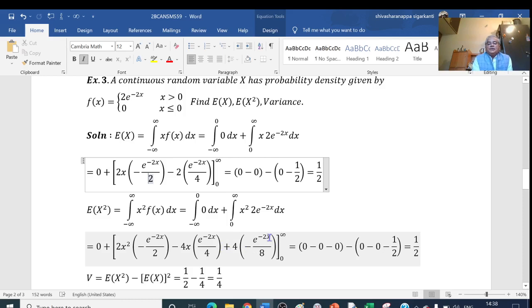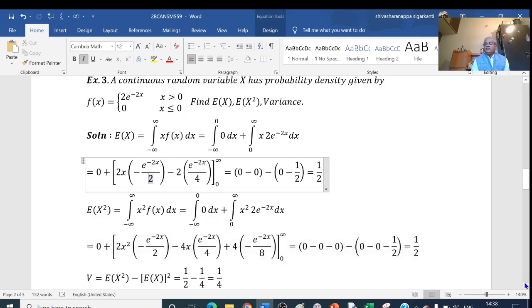If I put x equal to 0, this becomes e raised to 0, which is 1. That is 1 by 8, minus 1 by 8. 4 into minus 1 by 8 is minus 1 by 2. So this is minus 1 by 2. So the final value is minus into minus is plus 1 by 2. E of x square is equal to 1 by 2.